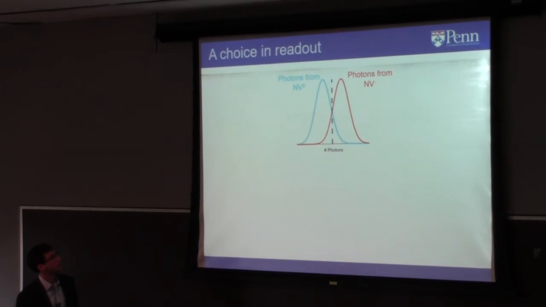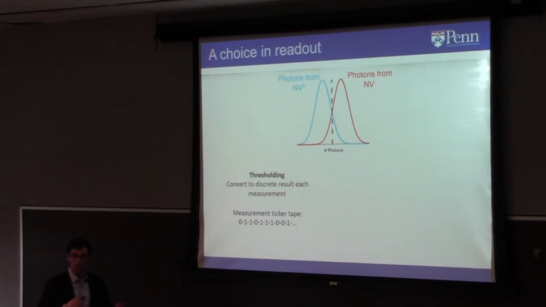So now, to focus on that, I have just a little cartoon of what the photon distribution for each measurement would look like. You have some distribution of photons from NV neutral in blue and some from NV minus in red. And now there are two ways you could go about trying to process this data. The first one is thresholding, which is to convert each measurement to a discrete result. What that means is if you detect more than the threshold, this black line, you say I was in NV minus, and you assign that as a 1. If you detect less, you say you're in NV neutral, and you assign a 0. And so what comes out of your qubit reader is a sort of ticker tape of 0, 1, 0, 1. And so these are your results you're trying to analyze.